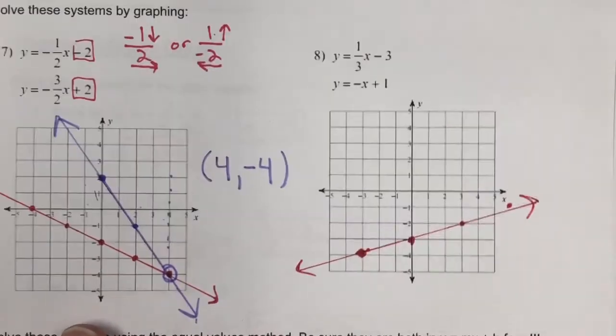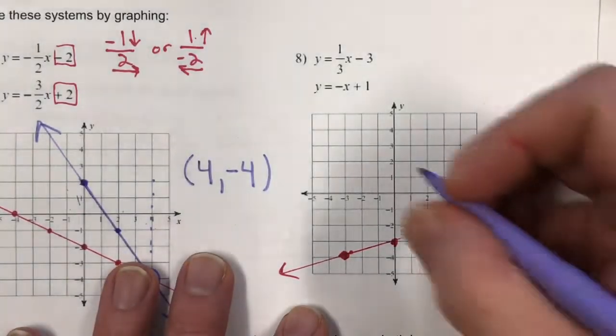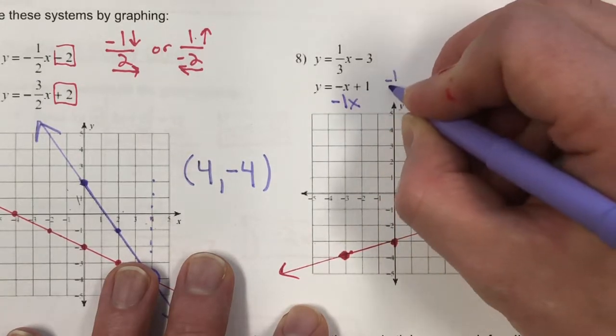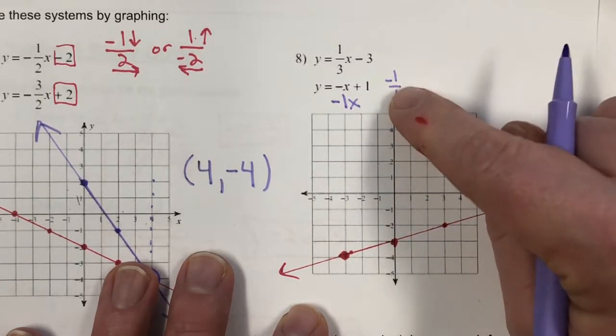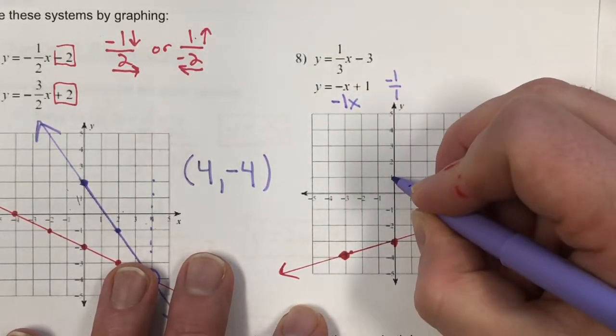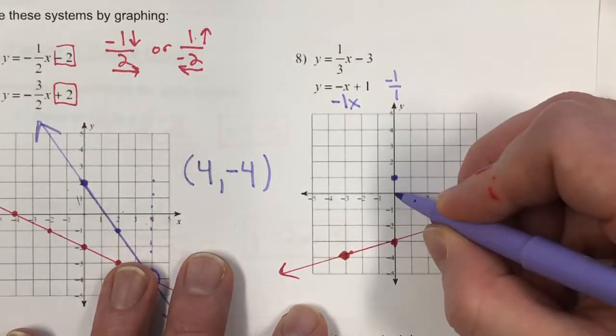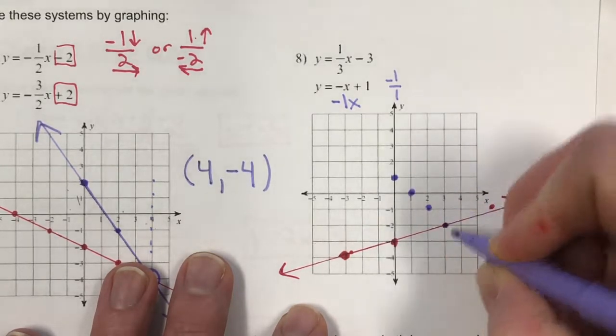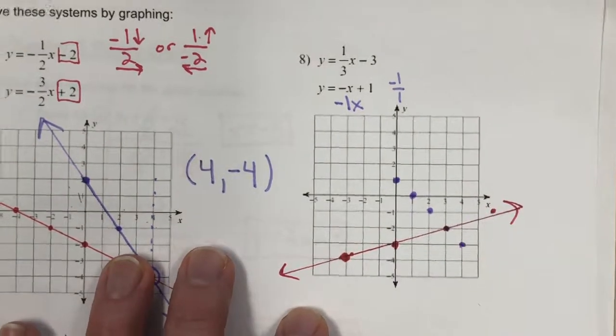All right, so then I'm going to do the other line. We've got, remember, a -x is the same as a -1x, which is a -1 over 1. So that's going to be my slope. But first I start at a +1. And I'm going to go down 1 over 1, down 1 over 1, down 1 over 1. There's our solution.